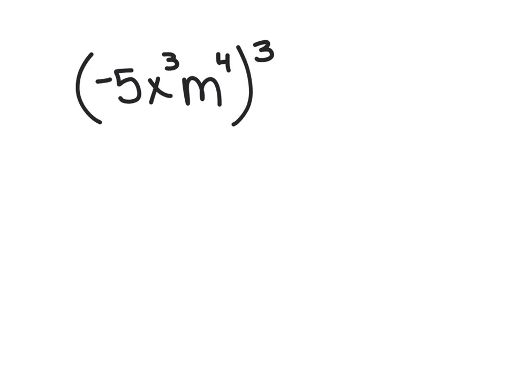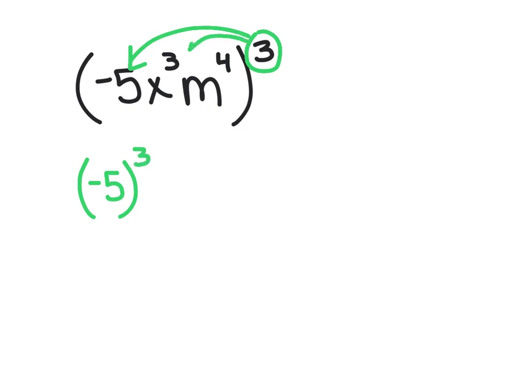All right, here's our next one. We haven't done one with a negative yet. So same thing, let's just use our shortcut on this one. So I need to cube everything inside here. So I'm going to start with the negative 5. Now, whenever I'm working with a negative number, I'm going to put that in parentheses. So I need to do negative 5, and I have to cube it. Okay, then I need to do x to the third power.